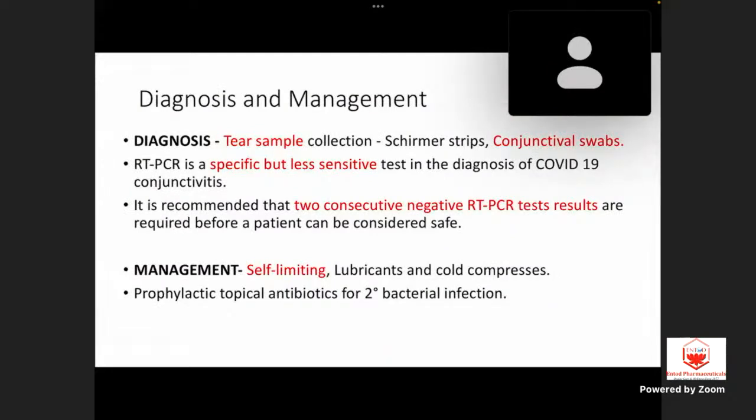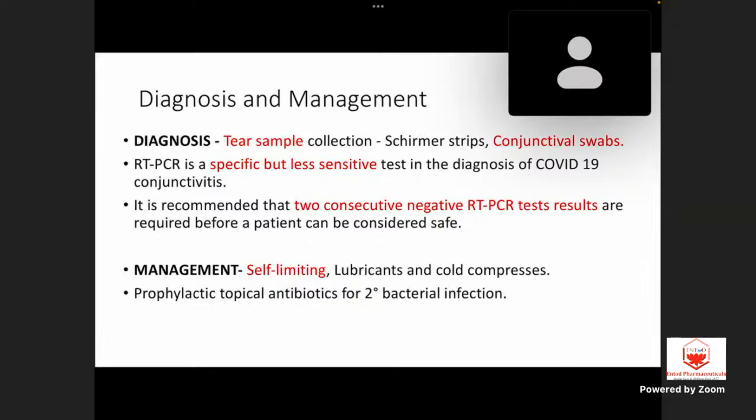Now, diagnosis and management. For the diagnosis of COVID-19 conjunctivitis, the sample we collect is the tear sample, which can be collected by Schirmer strips or by the conjunctival swabs. We usually collect the sample by conjunctival swabs. Although RT-PCR is a gold standard, specific and sensitive test for COVID-19 disease, it is a specific but very less sensitive test in the diagnosis of COVID-19 conjunctivitis.